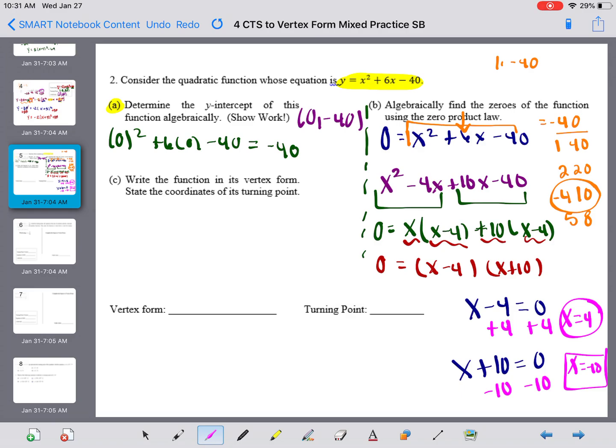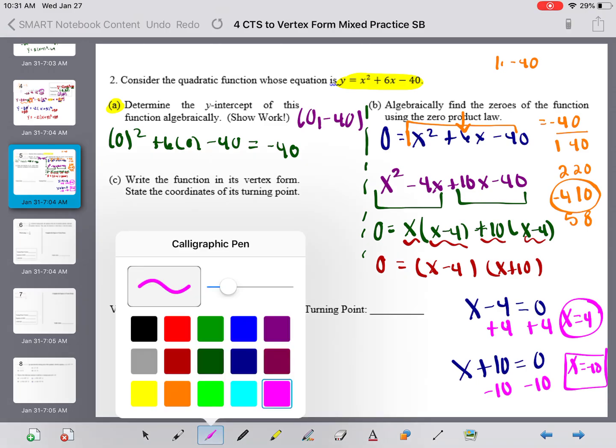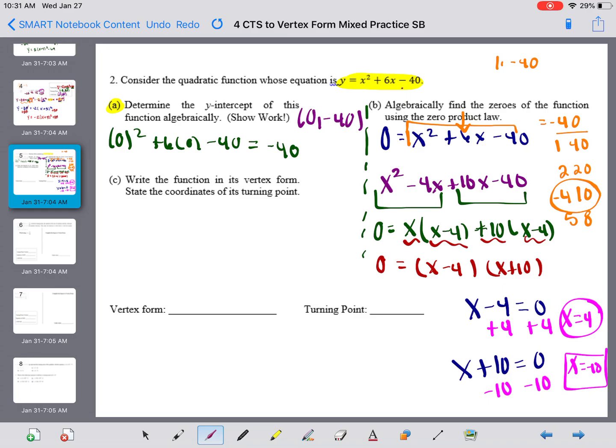Last one here says write the function in vertex form and state the coordinate of its turning point. To write it in vertex form, again, we have to complete the square. To complete the square, we're going to take the 40 and move it over to be with the y. So I'm going to add it on both sides.